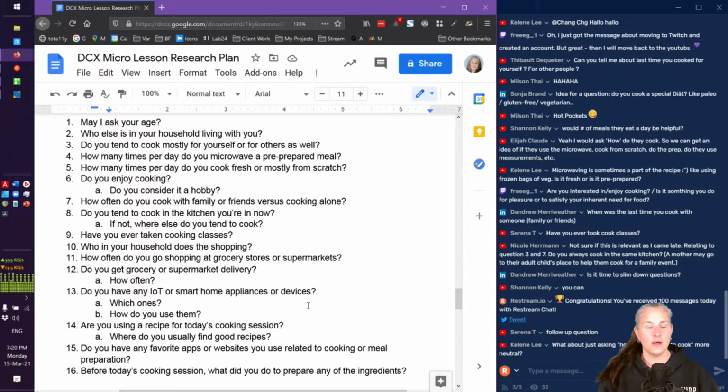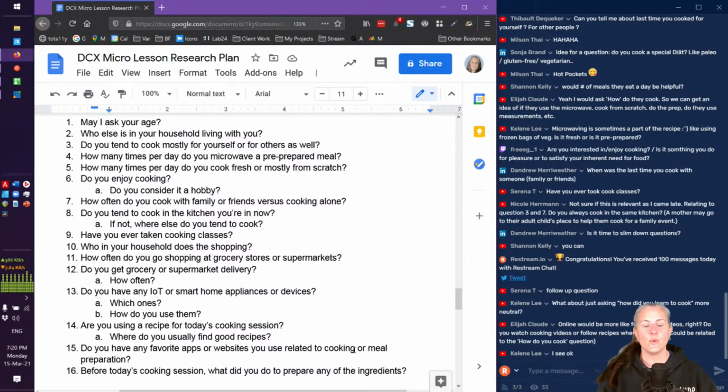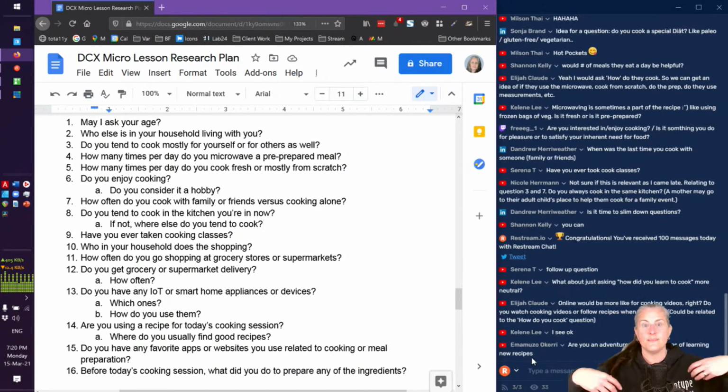Do you have IoT or smart home devices? Which ones? How do you use them? Are you using a recipe for today's cooking session? Where do you find good recipes? Do you have any favorite apps or websites you use related to cooking or meal preparation? Before today's cooking session, what did you do to prepare any of the ingredients? And that, I think, is a great lead-in to having them then cook, because they've told us a little bit about any prep they've done ahead of time. Maybe they go, oh, yeah, I thought we'd run out of time, so I chopped my vegetables already. Or I was worried we'd run out of time, so I preheated my oven.